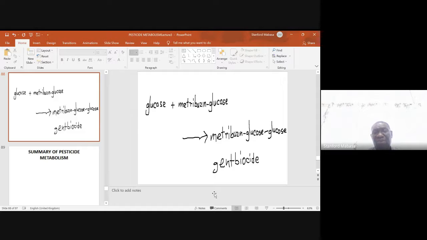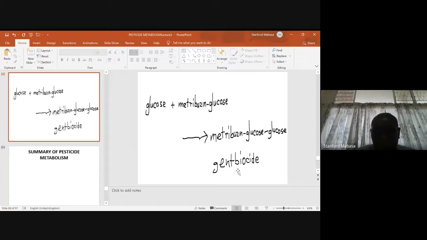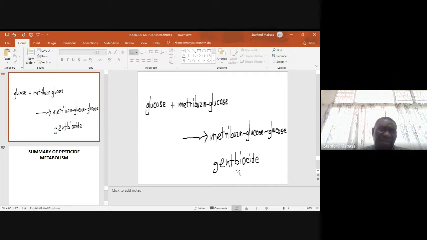For example, we can have further conjugations. Let's say we had metribuzin glucose. We can also add glucose. Then we are having metribuzin glucose, which is a joint biocide. Or it could be just glucose added to pesticide glucose. Then we have pesticide glucose, which is also a joint biocide.